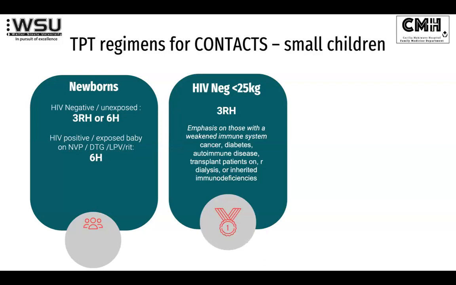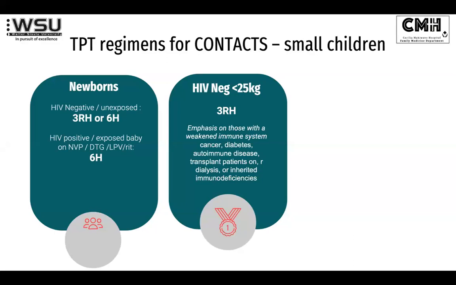If they're HIV negative children, so these are small children now, weighing less than 25 kilograms, but they don't have HIV and they've been exposed. So this was the old group, the under 5s, what we used to have. It's almost similar to them. We're going to be able to use the 3-month Rifinah option, which is still a daily tablet for 3 months, but it's a little bit easier than a 6 months course. And it's mainly being given because of the shorter course.